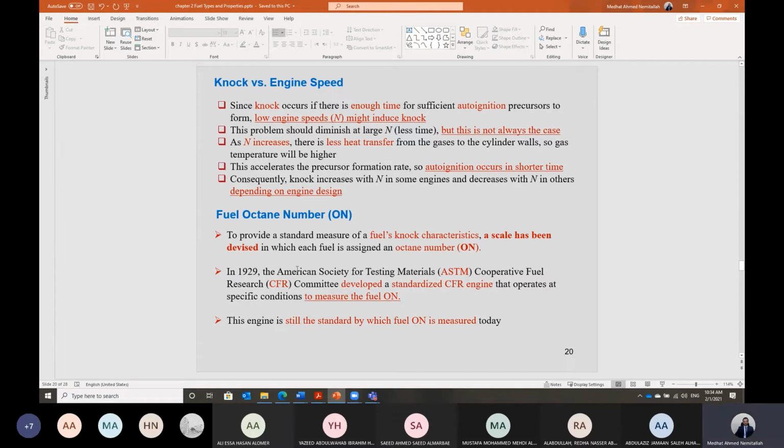In 1929, this is actually a long time ago, the American Chemical Society for Testing Materials, through the Cooperative Fuel Research, we call it the CFR committee, developed a standard test condition on a standard engine. They call this engine the CFR engine. This engine, shabab, is used to calculate the octane number for each fuel, and it is still used for the standard test to calculate the octane number of any fuel, up to date.